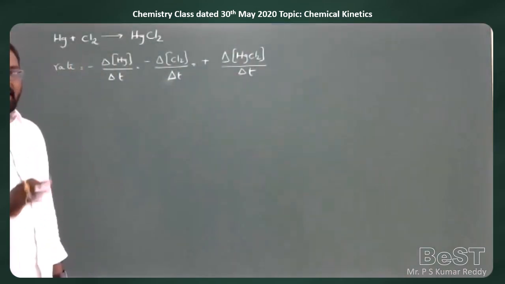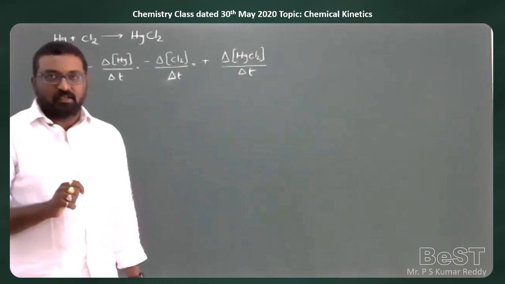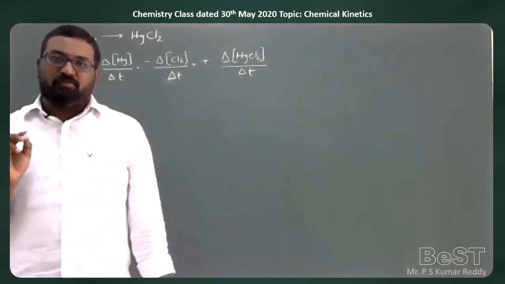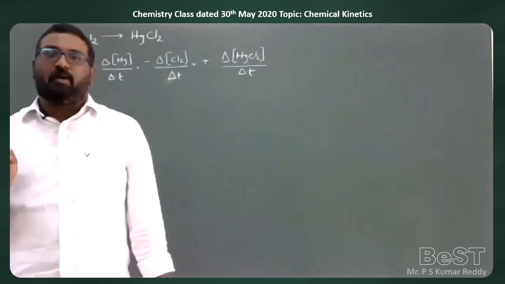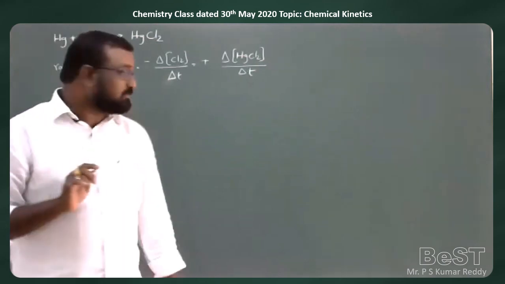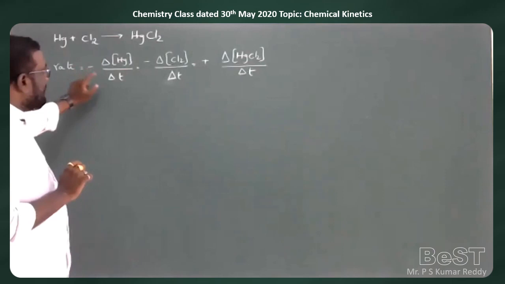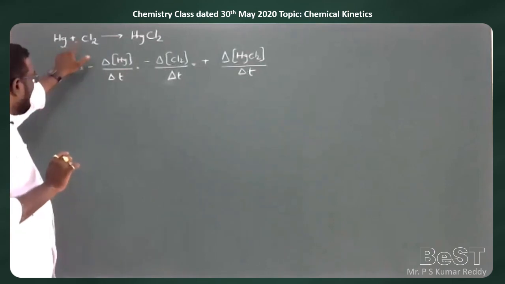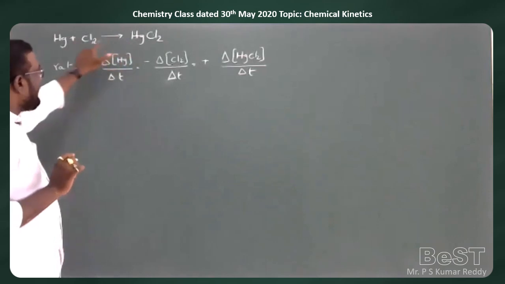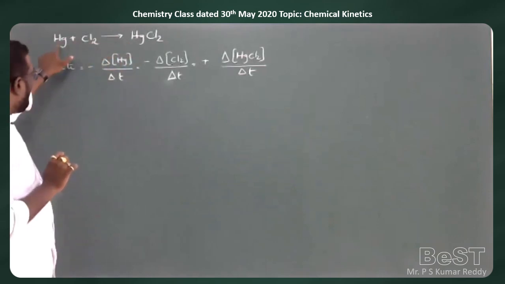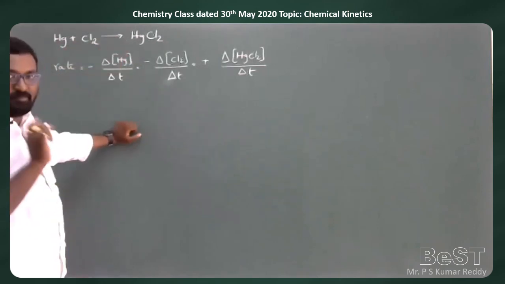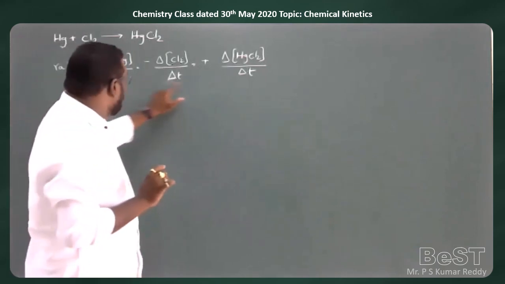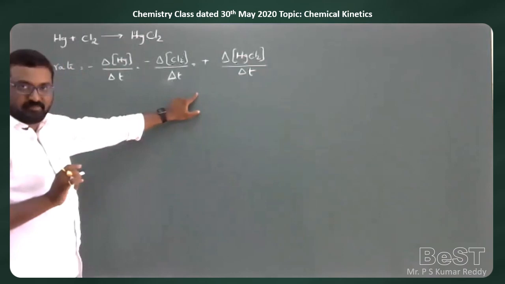So when we are taking a chemical reaction into consideration, the relationship between the rates of all the reactants and products will be represented like this. Here, it is a very simple reaction because the reaction does not have any stoichiometric coefficients. That is, all the stoichiometric coefficients are the same. So that is why you can see that the rate expressions will be like this.